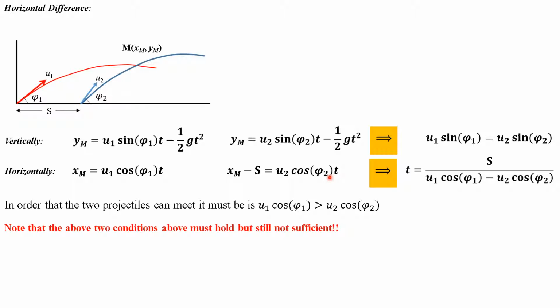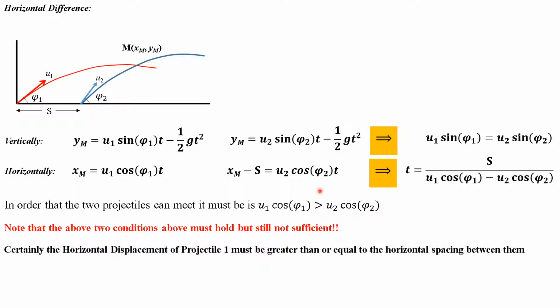But definitely here the two conditions, this one and that one, are important and must hold, but they are not sufficient. The reason is that the horizontal displacement must be such that it does allow the crossing in here. Certainly this horizontal displacement of projectile 1 must be greater than this s. Otherwise, the crossing at the same time cannot take place, which is x1 greater than s.